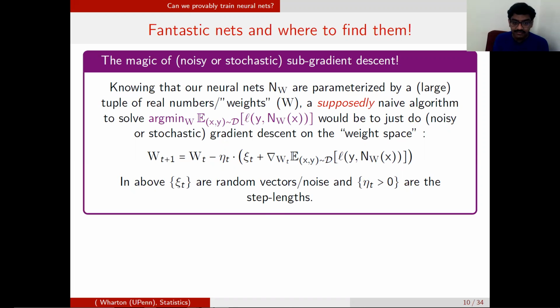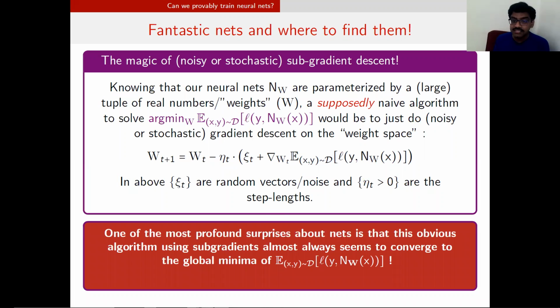And these are very mysterious at this point, because we don't know why the subdifferential descent should converge to the global minimum of the risk function. There is no mathematics at this point I'm aware of which can explain this.